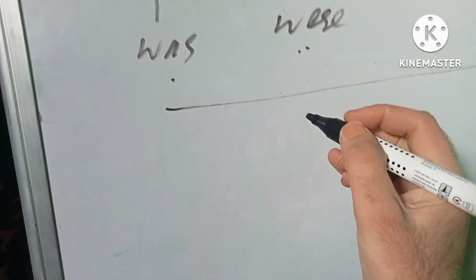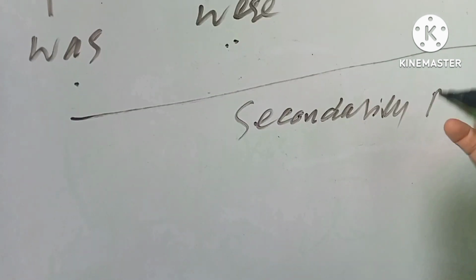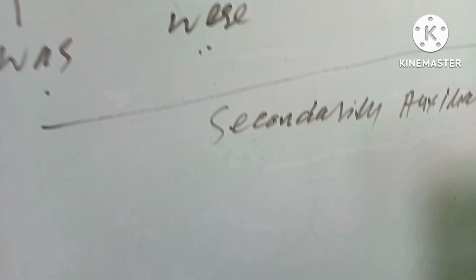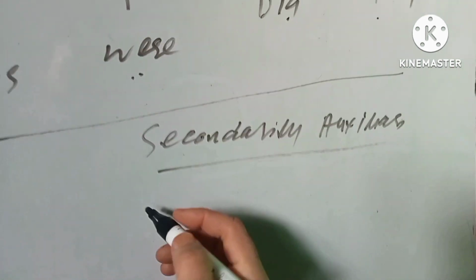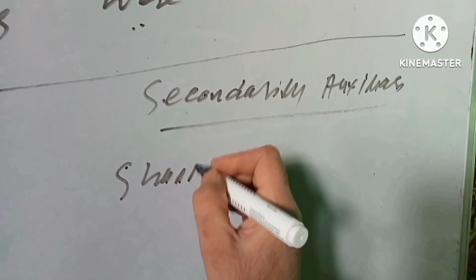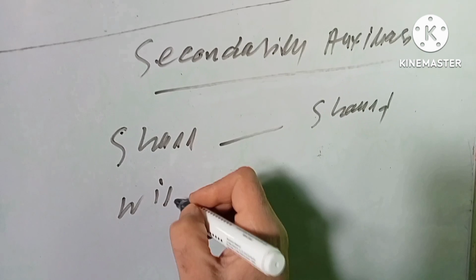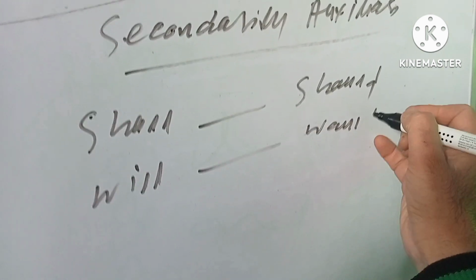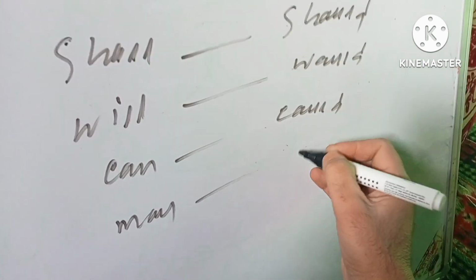But majorly when we talk regarding the modals here, that means secondary auxiliaries, these are also known as modals. There, some say they are 14, some say they are more than 14, but simply we can say shall and should, will and would, can, could, may, might.